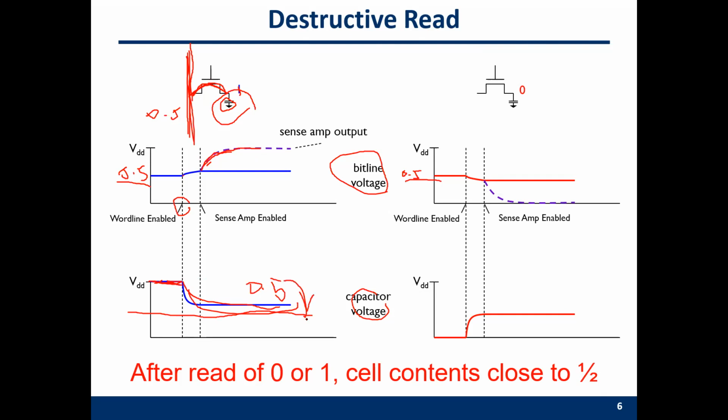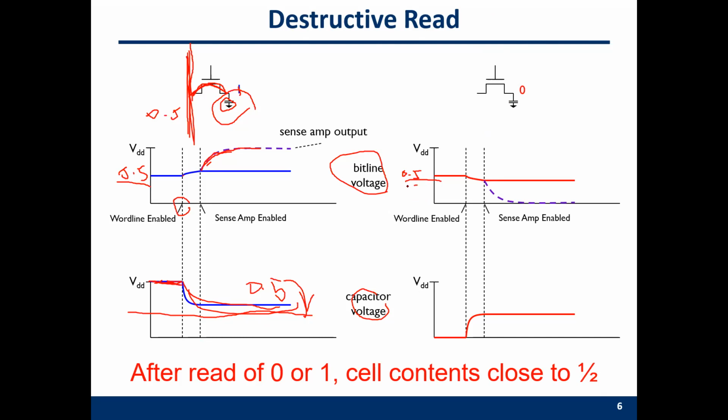Again, in order to reliably store the data, even if it's larger than 0.5, you cannot use it anymore. So the read operation just destroys that 1 value. So let's see what will happen in the 0 case.